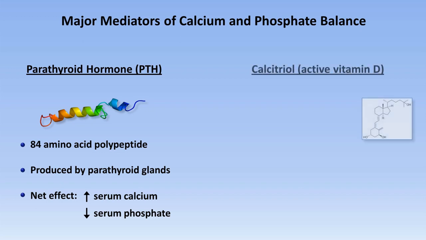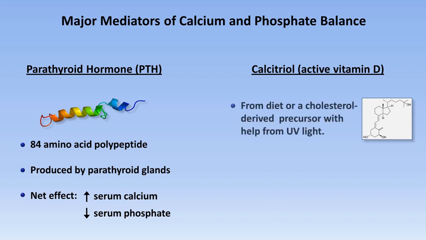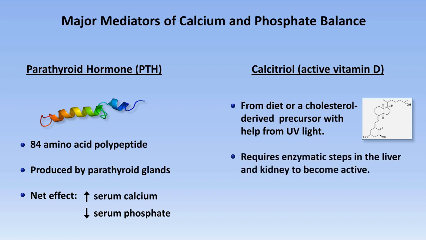The other major hormone is calcitriol, also known as the active form of vitamin D. This is derived from diet or from a cholesterol-derived precursor, with help from ultraviolet light. Formation of calcitriol also requires enzymatic steps in the liver and kidney. Its net effect is to increase both serum calcium and serum phosphate. Let me talk a little bit more in depth about each one.